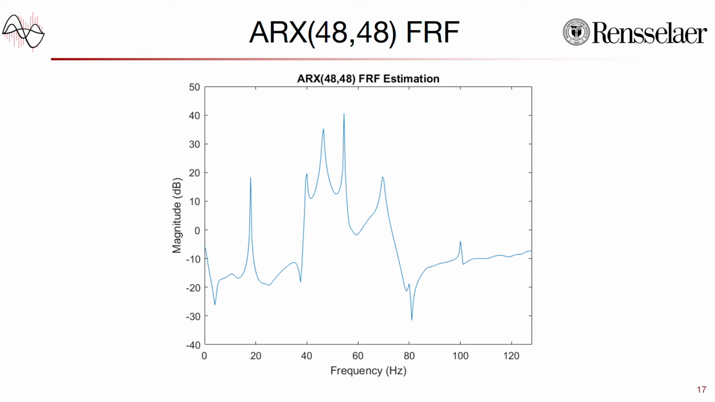All right, so with the ARX model with NA and NB of 48, I plotted the FRF, and again we still see these peaks. Just from eyeballing it, they kind of resemble the non-parametric FRFs.